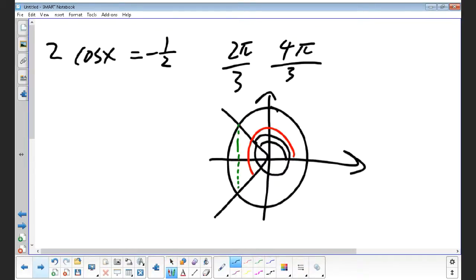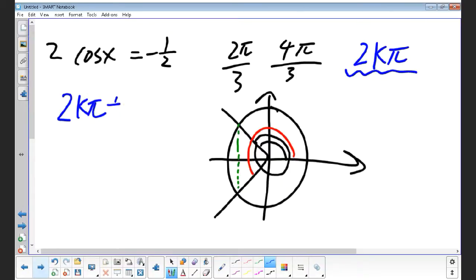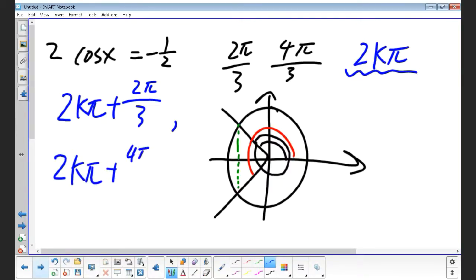So what we always have is 2k pi. I will tell you the result first. It's 2k pi plus 2 pi over 3, then 2k pi plus 4 pi over 3, right? That is the final answer about what x satisfies cosine x equal to negative 1/2 for all situations.